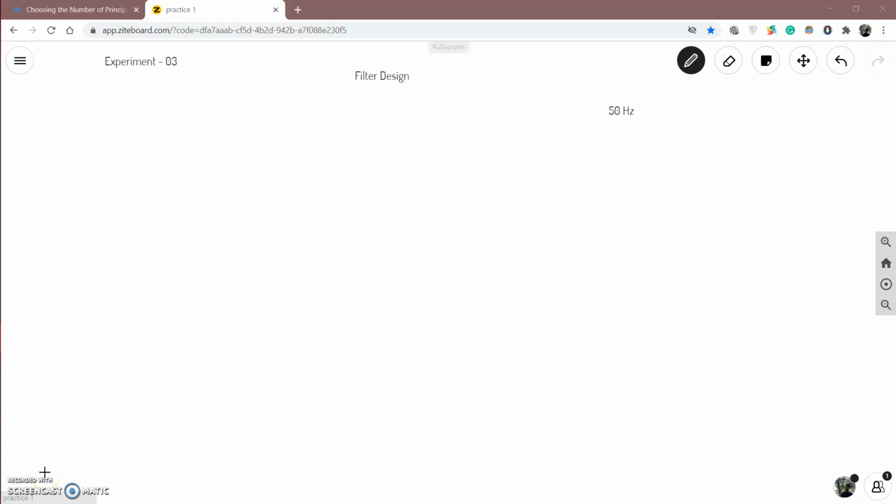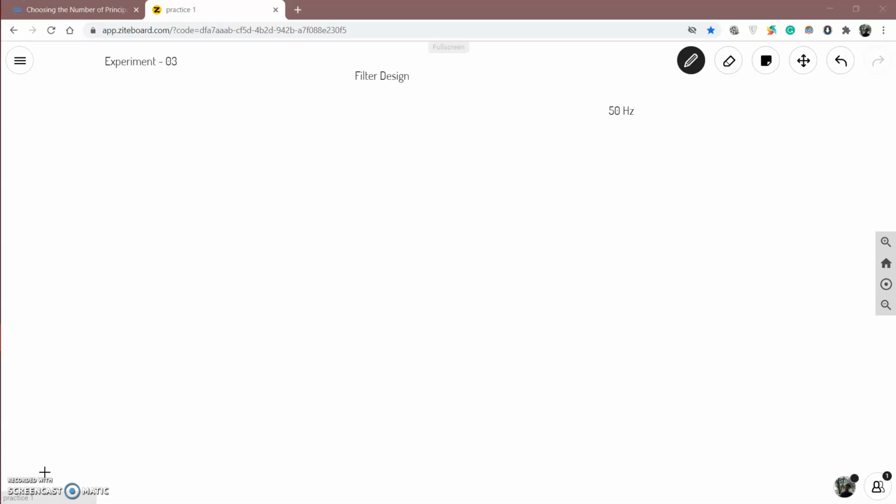This is experiment 3. It is on filter design. Now the topic is actually very important, filter design. So try to understand the concept very well. Remember that it is not only about creating a circuit on PSpice. Building a circuit on PSpice is actually quite easy. It is not very difficult, but understand what you are doing and why you are doing it. That is more important. So let's start our discussion on filter design.